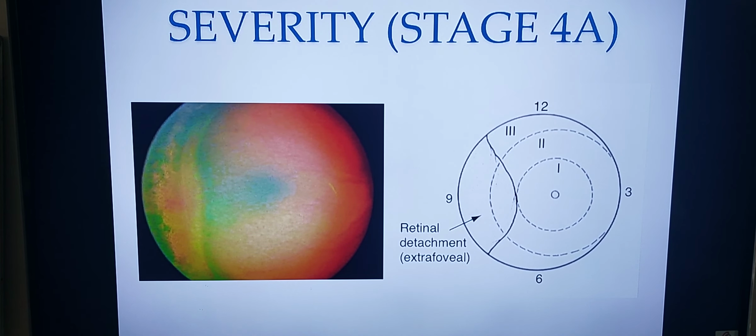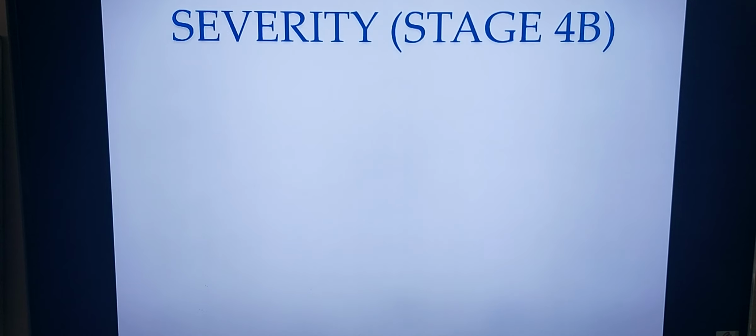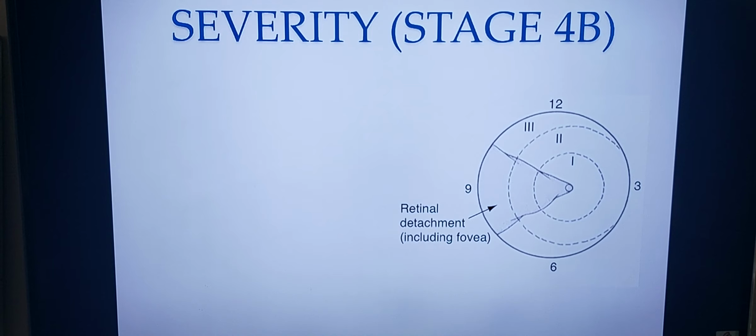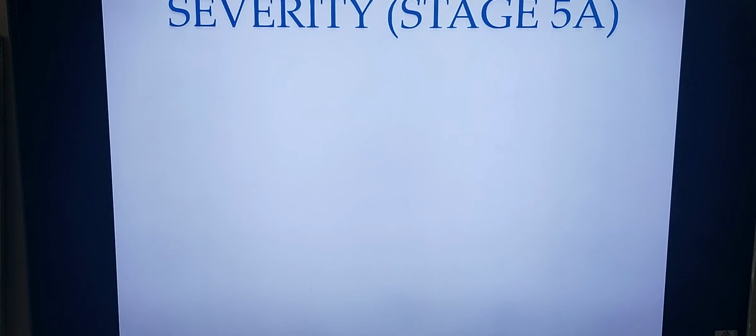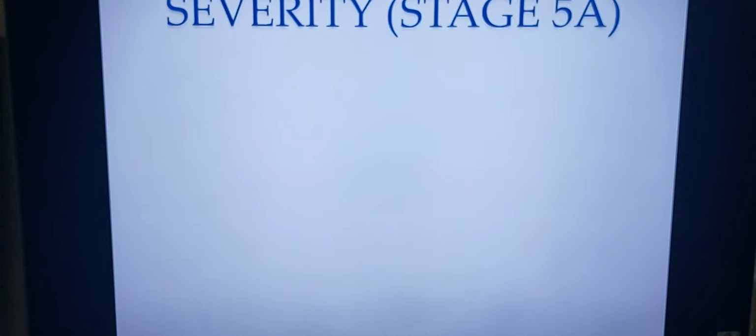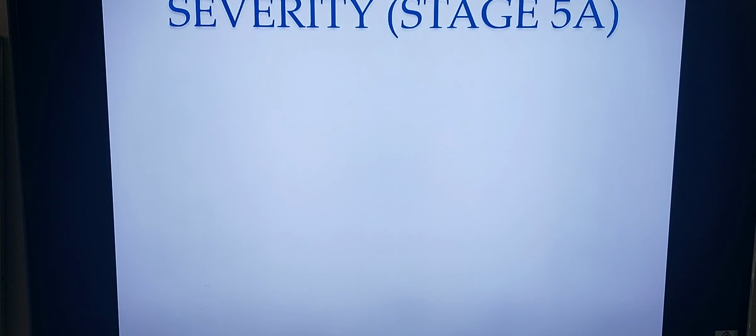And this is the photograph of a subtotal retinal detachment of ROP not involving the macula. Stage 4B, obviously, then is the subtotal retinal detachment involving the macula. This is the photograph. You can see all that fibrovascular bundle extending all the way to the macula. Then stage 5 has 3 stages: 5A, 5B, 5C. That is total retinal detachment.